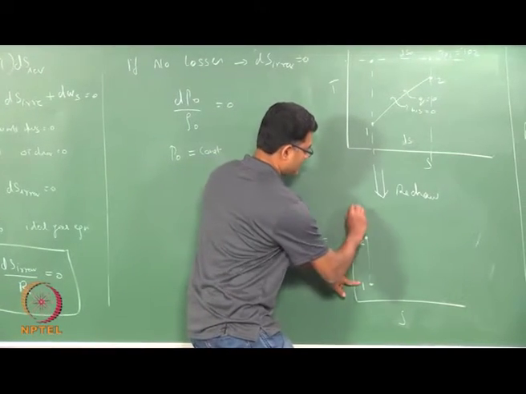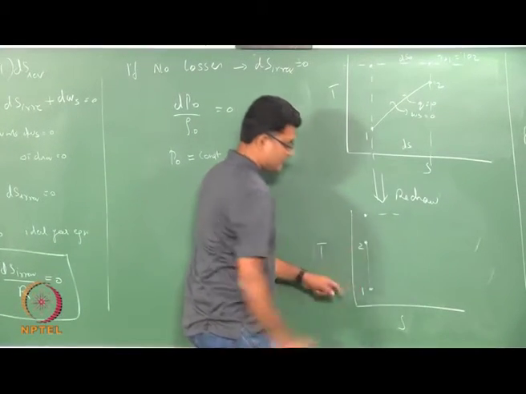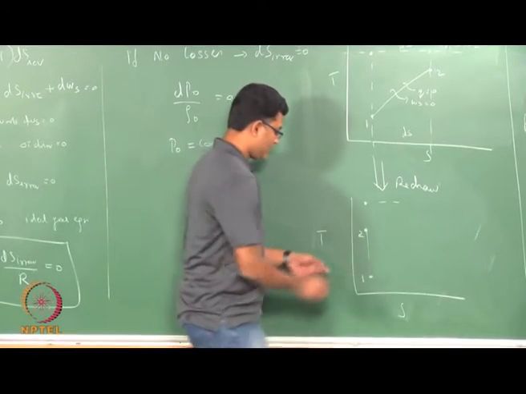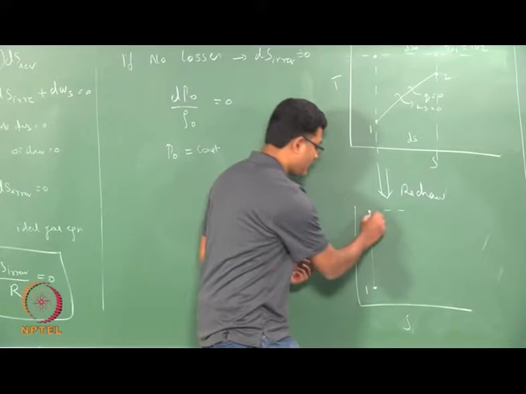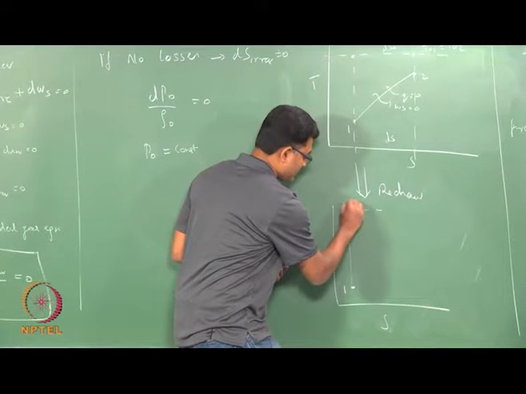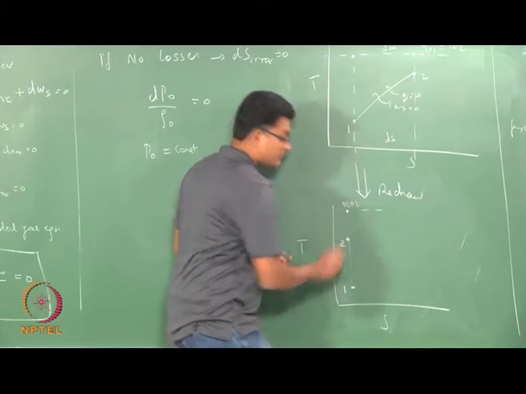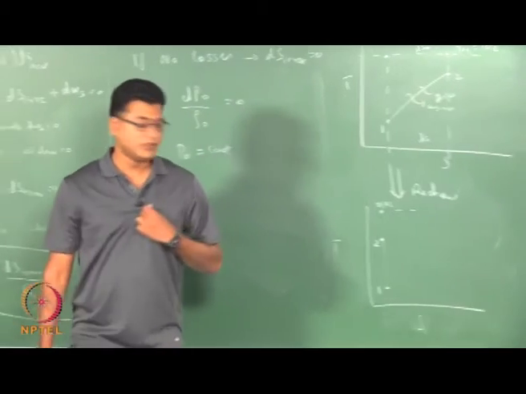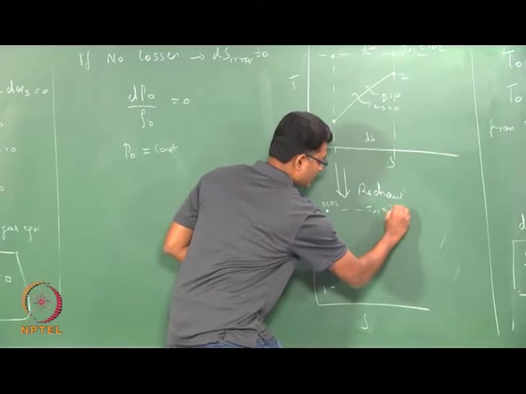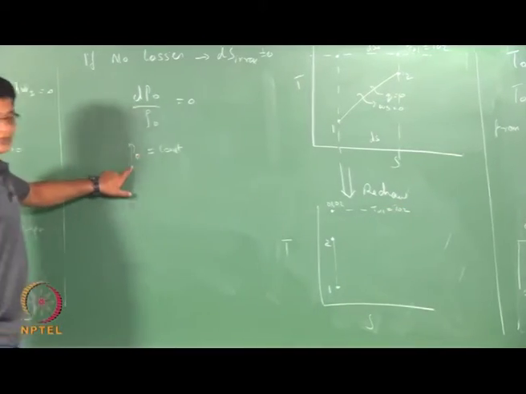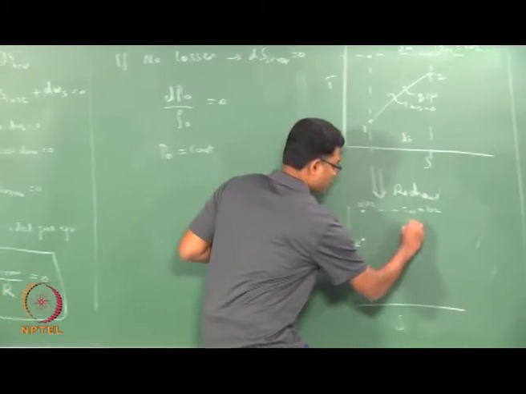Associated with 1, there is a stagnation point. Associated with 2, there is a stagnation point, which we have seen both are the same if there is no shaft work and no heat input. So, your T01 equals T02. Now, this also tells me my P01 equals P02.